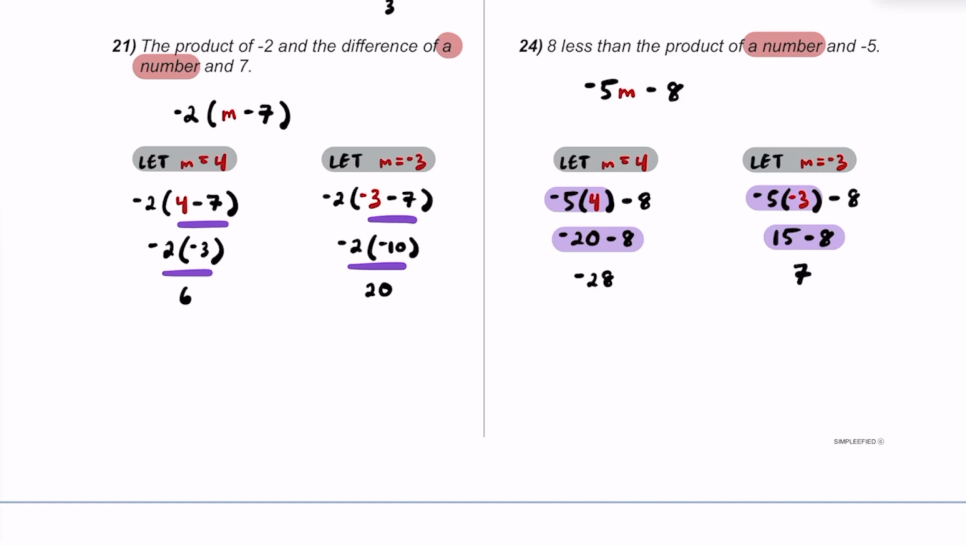All right, so there you have 24 different practice problems where we went ahead and took some verbal expressions and translated them into algebraic ones. And then when we ended here, we also practiced evaluating these expressions given some hypothetical values for the variables.